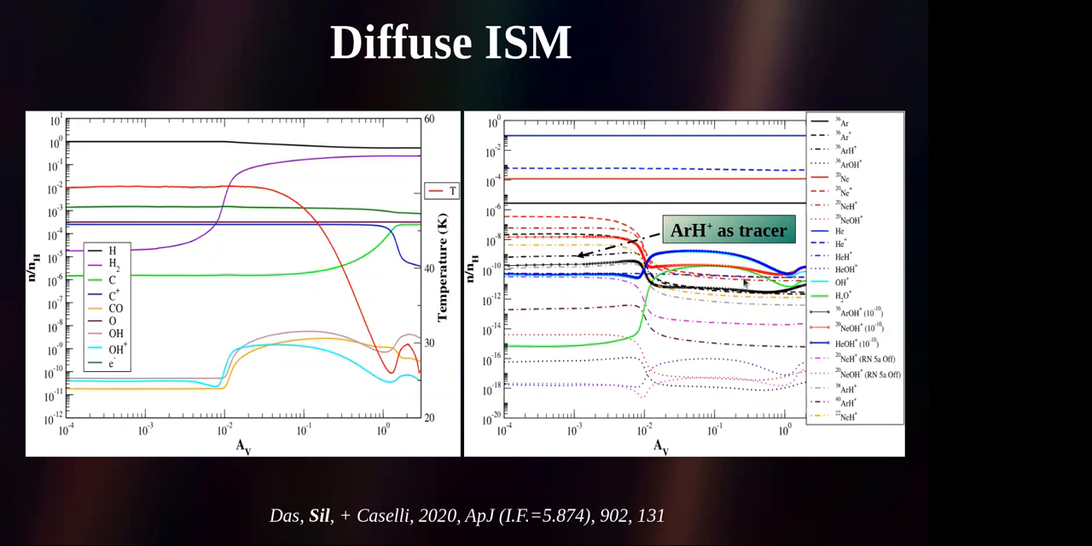If you look at the right-hand picture, we plot some noble gas hydride and hydroxyl cations and check their fate. You can see that ArH+, the dash-dotted line, is of the order of 10 to the power minus 9 abundance, and it decreases with increasing depth. That is, ArH+ forms in the diffuse environment, and it is a good tracer of the diffuse cloud region where the H2 density is very low.